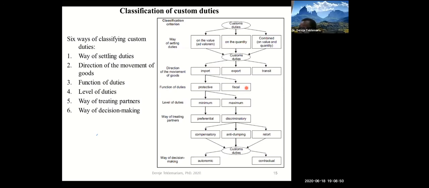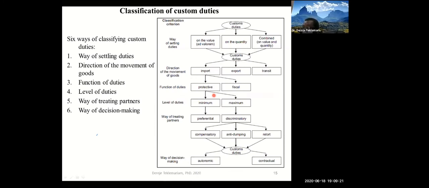The other possible function of a custom duty is protection. We don't want to do anything fiscal, but for protecting the domestic market or domestic economy from abroad, we can really apply that duty, and the function of that duty is protectionist policy or protectionist duty.